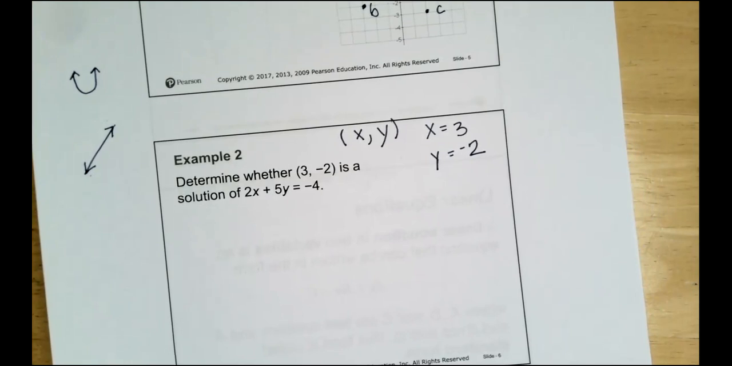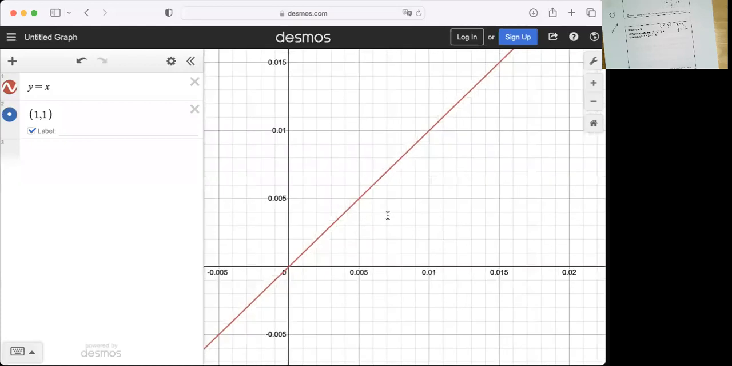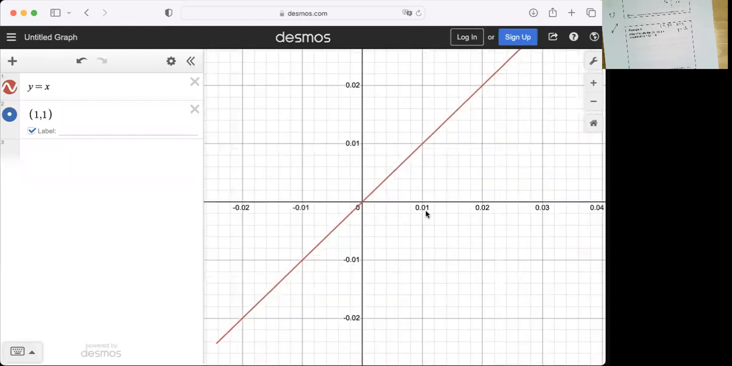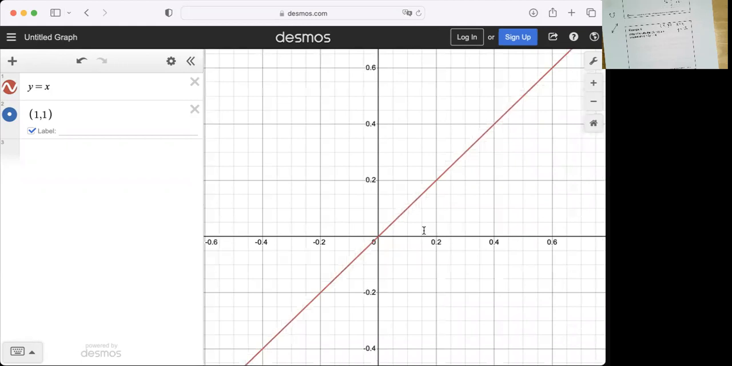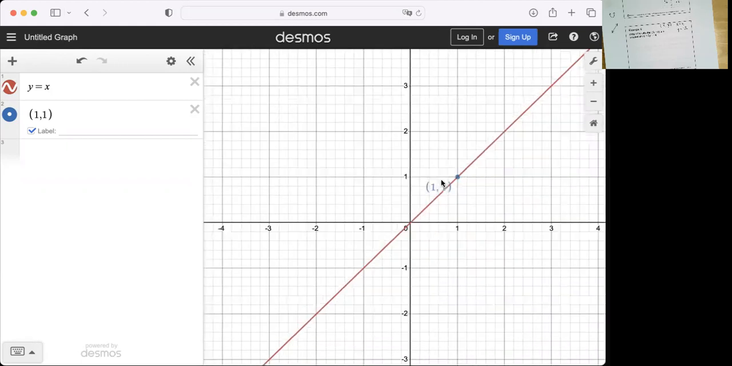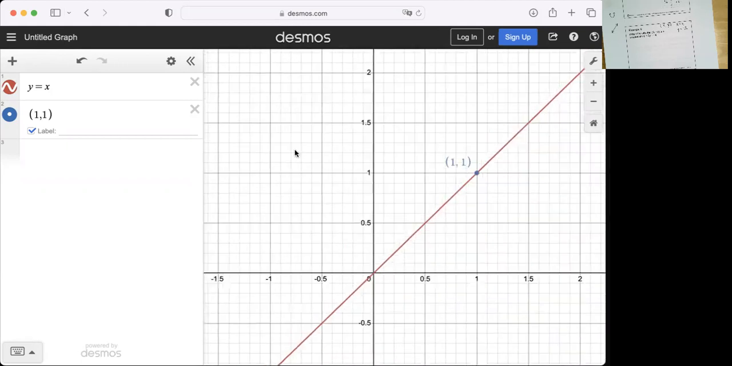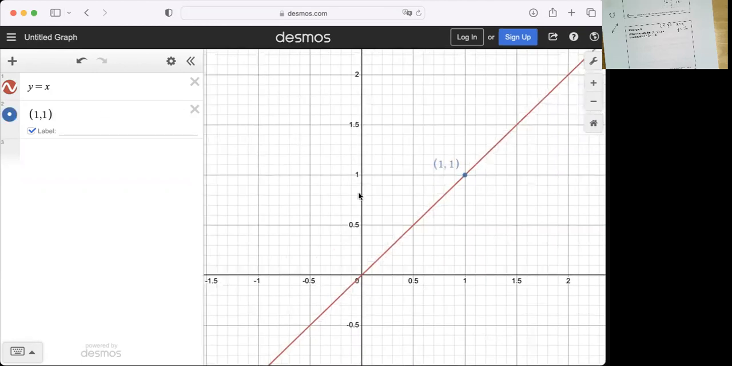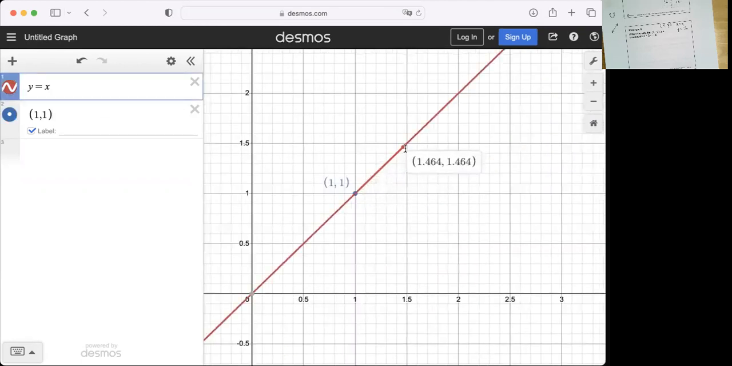Because each individual point has an x value and a y value, we can write an equation for anything that we can graph. Let's look at it again. Let me zoom out. So I said I graph y equals x, or x equals y, and I graph the point 1, 1. That's on the graph. I can also follow the graph and see that 1.51, 1.51 is also on the graph. 2, 2 is on the graph.